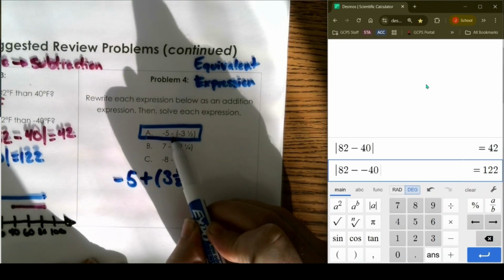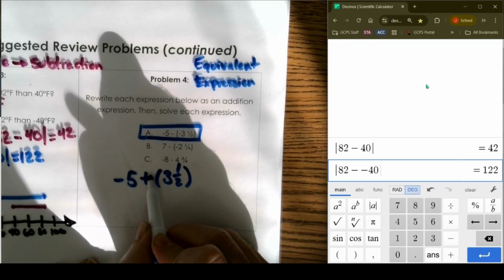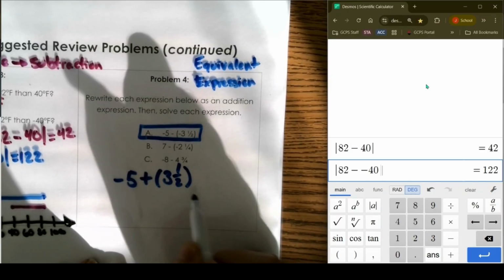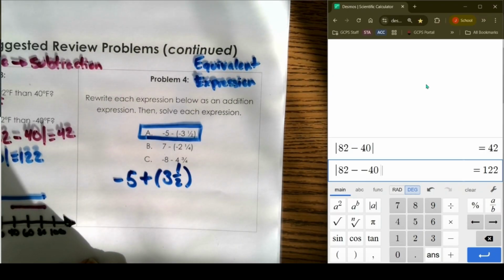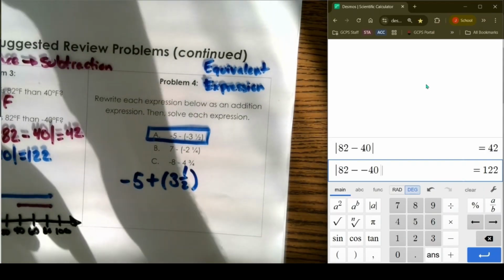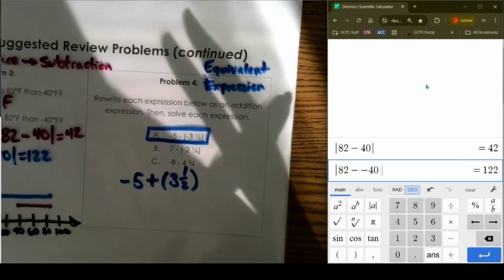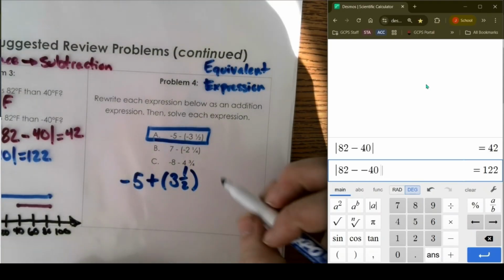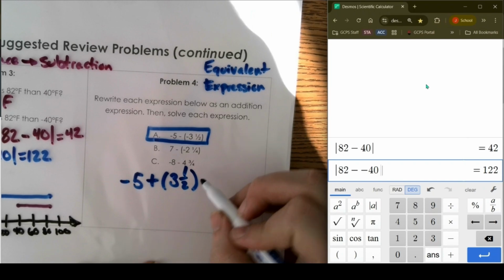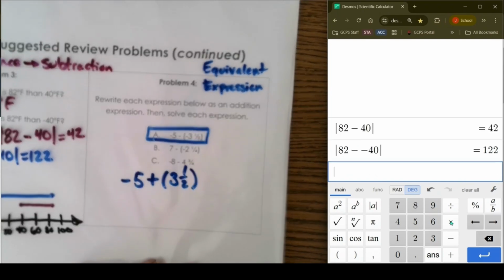Taking away a -3 1/2 is going to be equivalent to adding a +3 1/2. If we take away a negative value, we remove a negative value, then overall the change is going to be positive. So -5 plus 3 1/2 is going to be our equivalent expression.